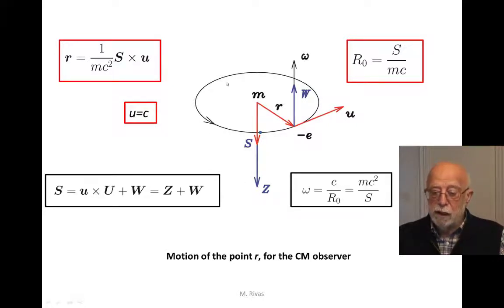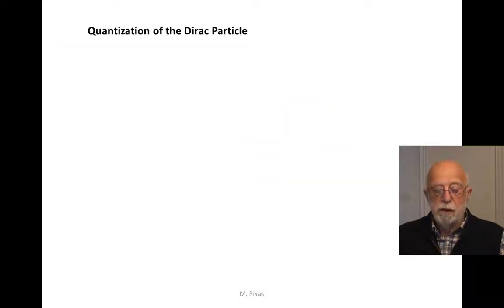Now the angular velocity of the trajectory of this point is c over 0, can be written in this form. Okay, this is what we get without postulating any Lagrangian. Now let us quantize that model. But we are going to quantize this electron in the center of mass frame.